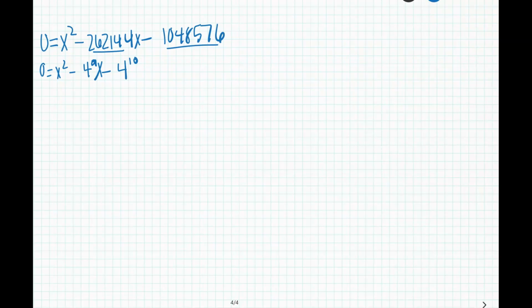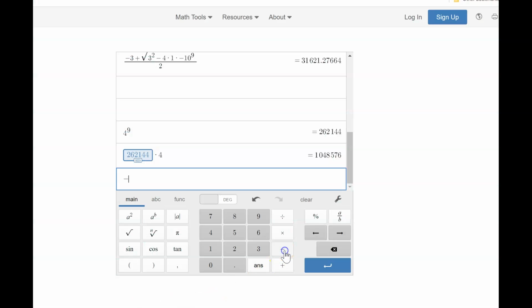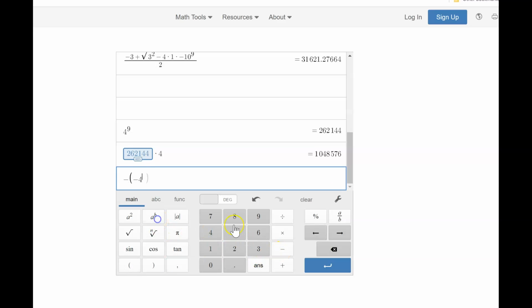And so I'm going to say negative b, this is my a, b, and c value, plus or minus the square root of b squared minus 4a, and then c, lots of 4's today, all over 2a. And we're just going to switch over to our online calculator to help us with that. So we're going to have negative b, which was negative 4 to the 9th.